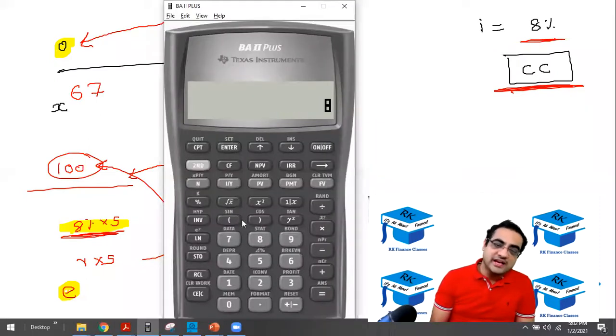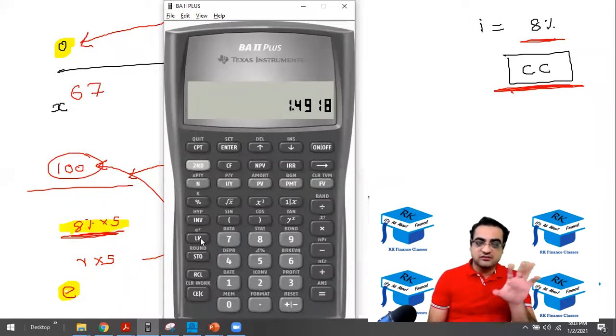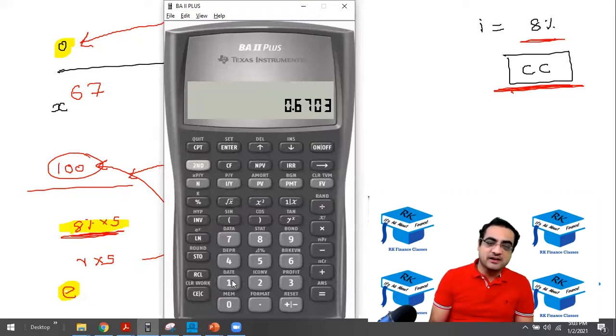One more time, 8% into 5 equal to, that's 40%. And to do the e, press second and ln. So that will do the e, and then take it up by pressing 1 by x and then multiplied by 100.